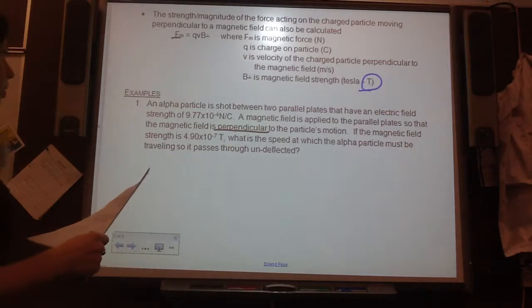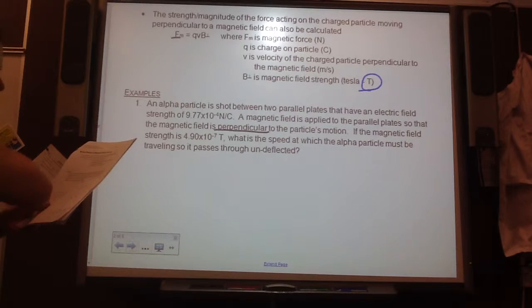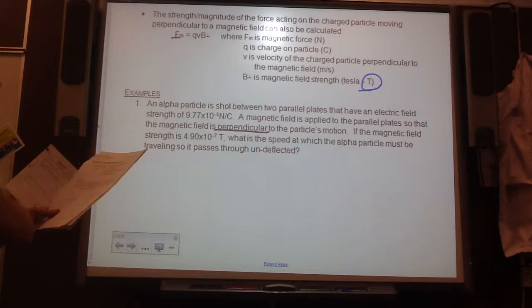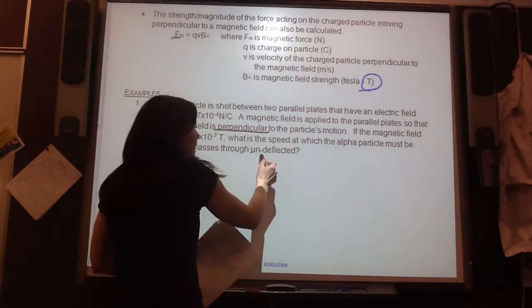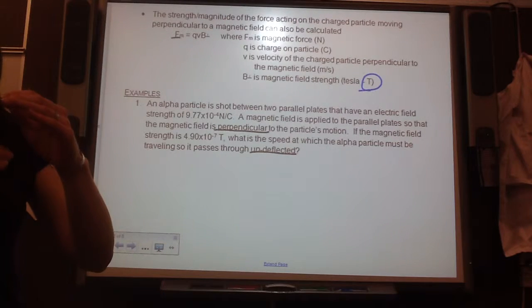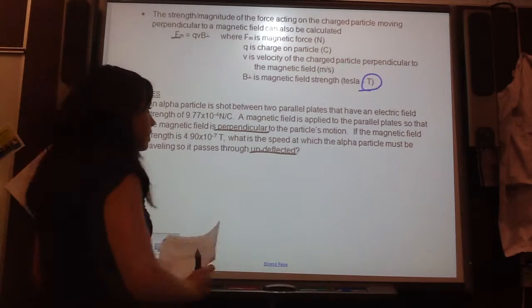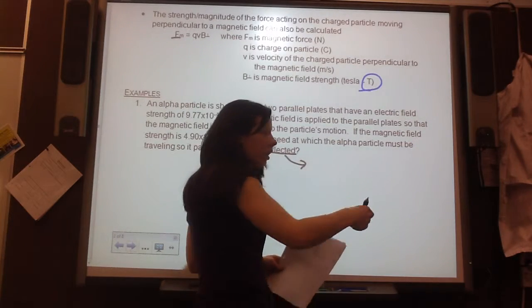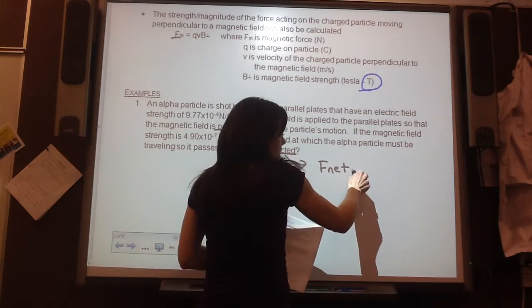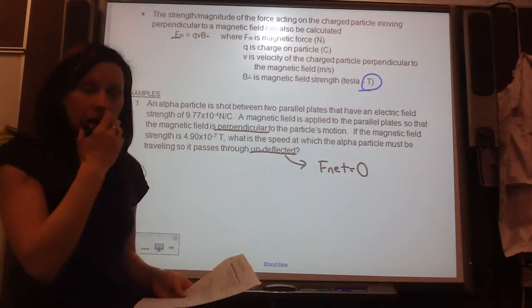Well, and I'll give you another situation here. I'll just keep reading. If the magnetic field strength is 4.9 times 10 to the negative 7 Tesla, what is the speed at which the alpha particle must be traveling so that it passes through undeflected? So it's asking for how much strength would it have to have to not go up or down or around. So that means since it doesn't want it to be deflected, F net will be 0 because it's not being pushed up or pushed down.